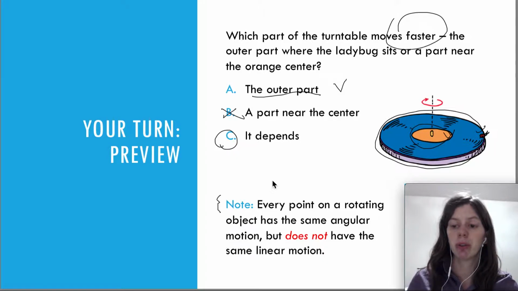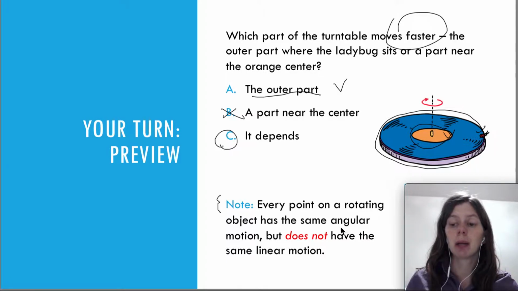So I have a note here that we're going to see again. I just like to introduce it at the beginning: every point on a rotating object has the same angular motion, but does not have the same linear motion. We're going to see that there are some relationships between angular motion and linear motion. Actually, we'll see that in the next video.